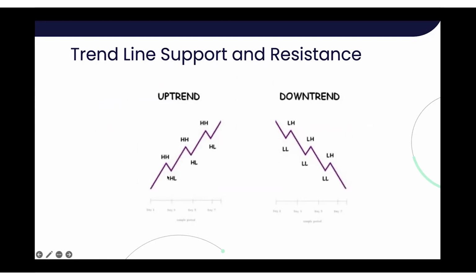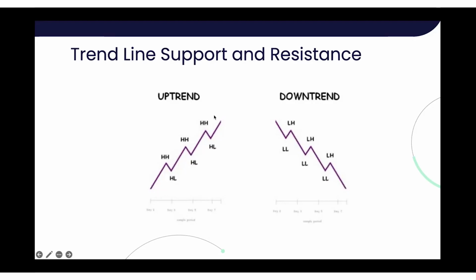So this is an uptrend: higher high, higher low, and the next higher high is higher than the last higher high. It's similar for higher lows. For a downtrend it's similar: lower low and lower low. As you can see, this lower low is lower than the last lower low, and the lower high is similar. If you see this pattern, it means a downtrend. If you see this pattern, it means an uptrend.